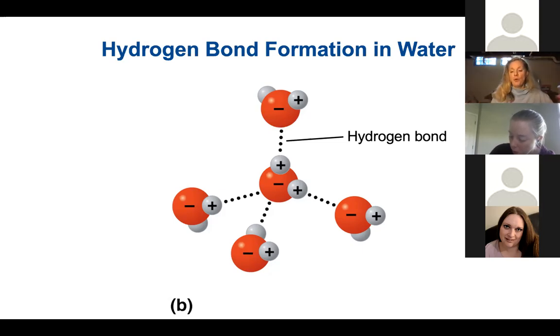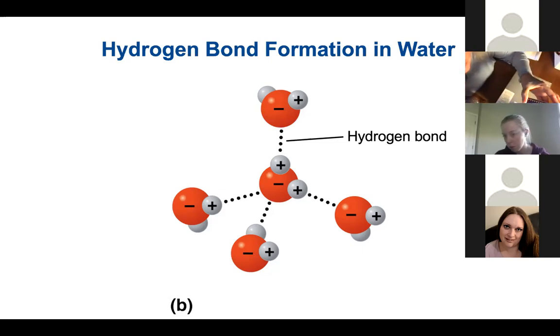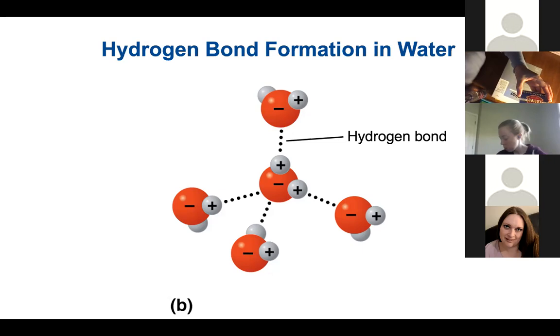So when I pour out water, let's see, what do I have here? I got a coaster. If I pour water a little bit here on a coaster, let's see if I can get this so that you guys can see it. Probably not so good. Can you guys see the water on the coaster?